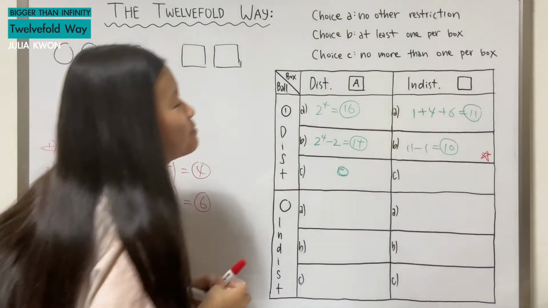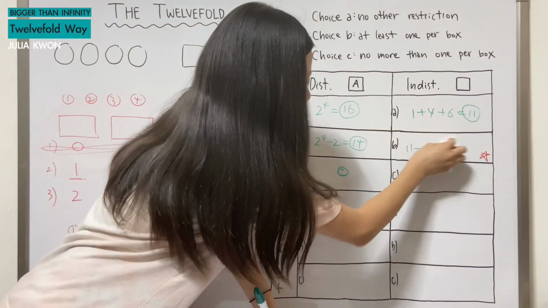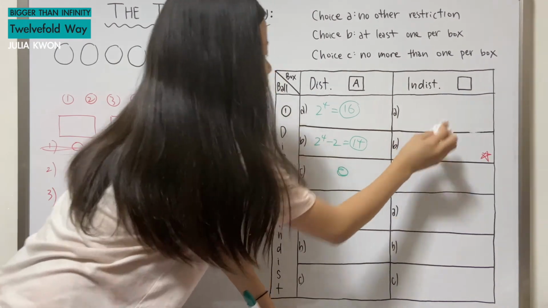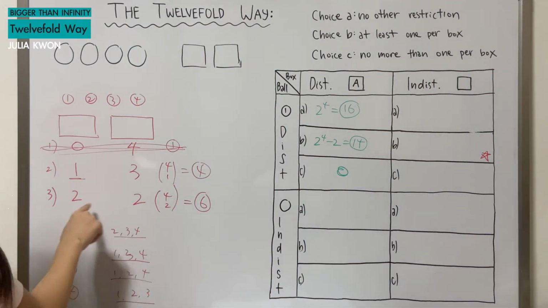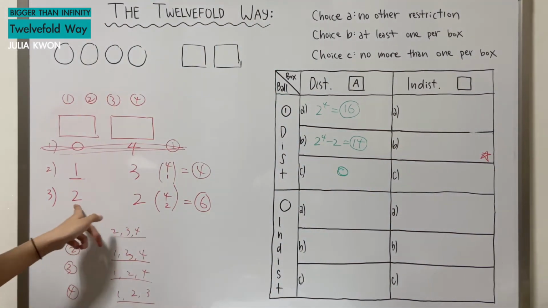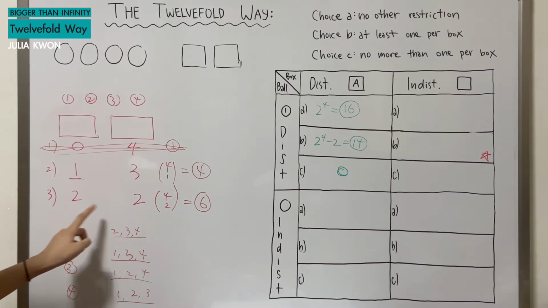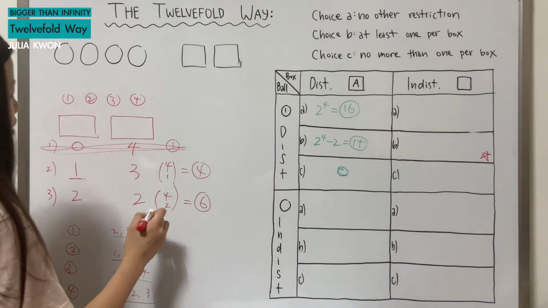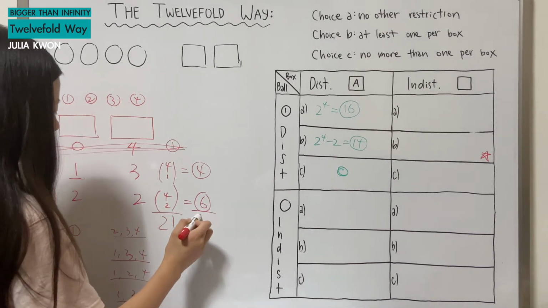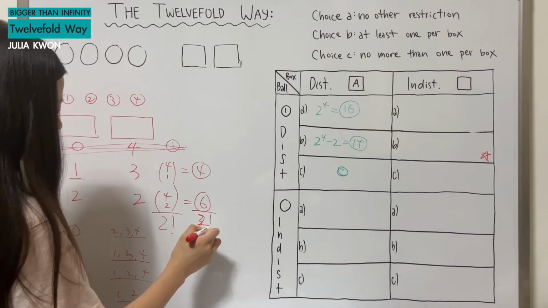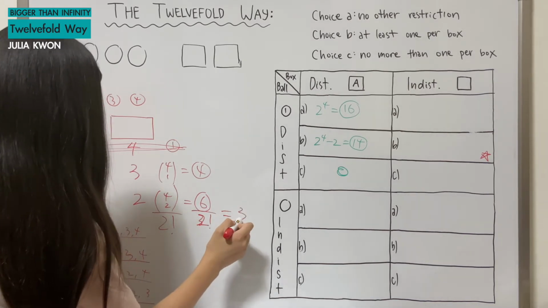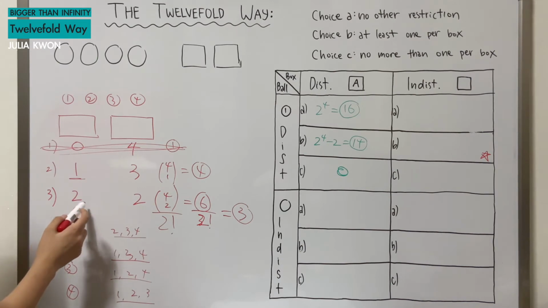I see that I made a mistake. The answer is not 10 for B and it's not 11 for A. Because here I made a mistake, and here we have the same number of balls in each box. And so we would have to divide it by 2 factorial, which would have been equal to 3.